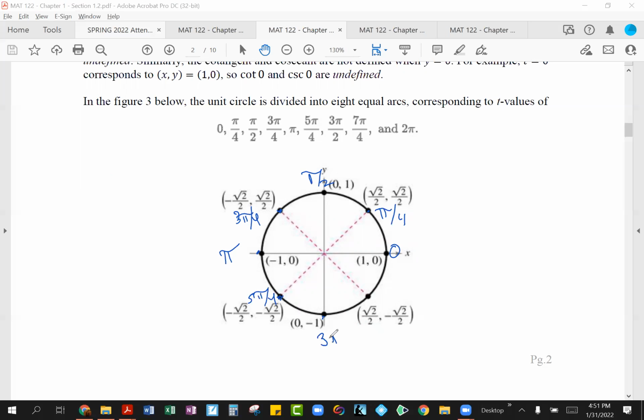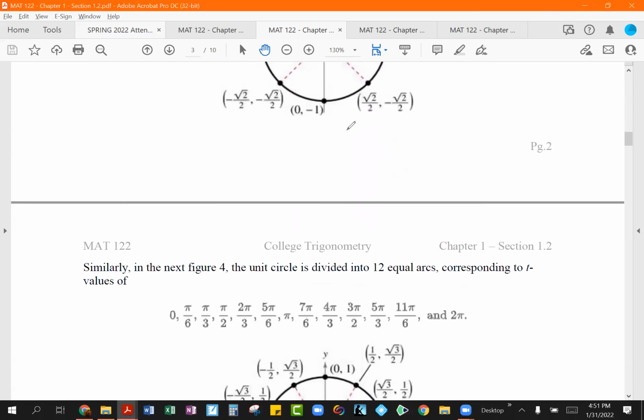This one I told you would be 3 pi over 2, 7 pi over 4. And then, of course, when you come back to a full circle, you're at 2 pi. So that's what they're talking about, what those corresponding t values would be, which, remember, correspond to your angle measurement at that point on the unit circle.